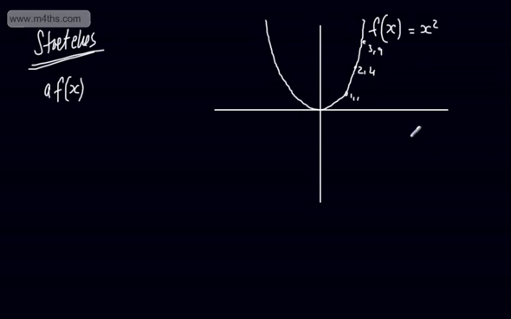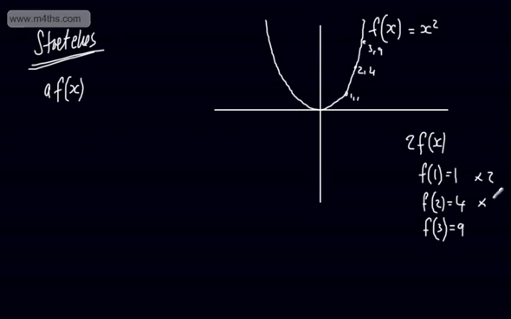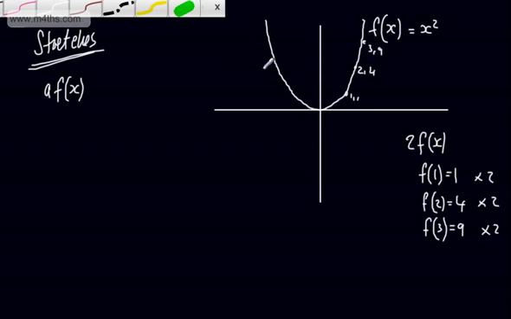Let's say now I do 2f of x. So what's 2f of x going to do? Well, if I do 2 lots of f of 1, f of 1 is going to give me 1. f of 2 is going to give me 4. f of 3 is going to give me 9. So what I need to do is multiply this 1 by 2, this 1 by 2, and this 1 by 2. As a result, what we're going to end up having is this point just here.